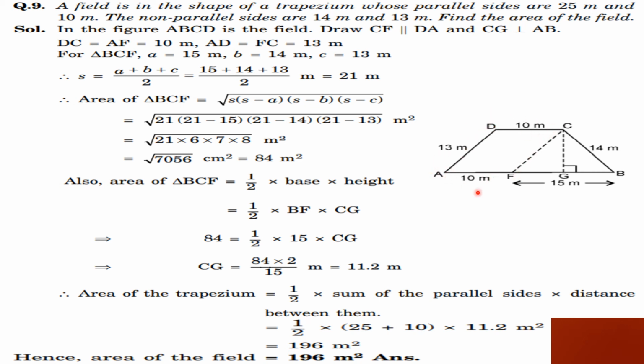Previously I told you opposite sides are equal. AD is equal to FC is equal to 13 meters. This length AD is equal to FC is equal to 13 meters. Understood this part, my children?